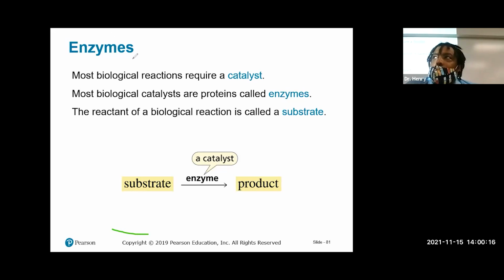Okay, so enzymes are a good example of that. Most biological reactions are going to require a catalyst. Most biological catalysts are proteins called enzymes. That's what enzymes do. They speed up reactions, right? A lot of the proteins in our body aren't performing the function themselves. They're just speeding up a function that would normally happen really slowly so that it happens fast.